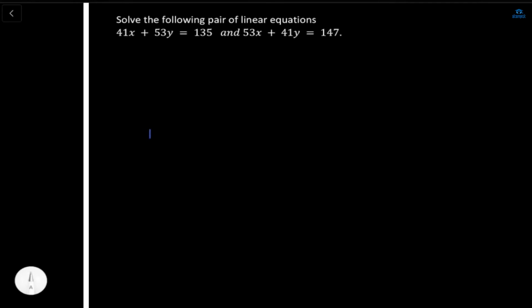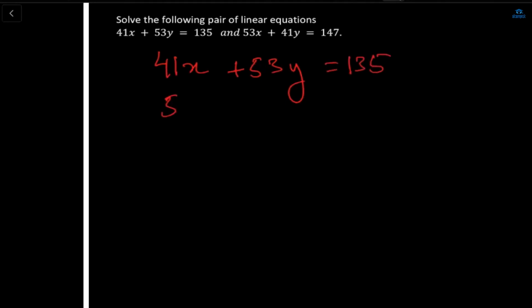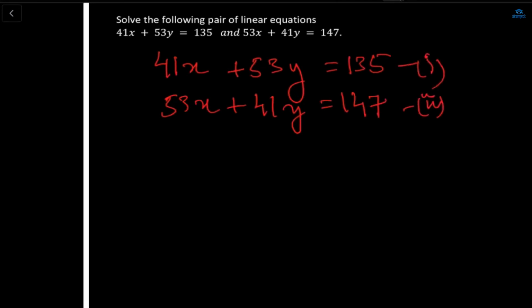What different way will we be using? If you multiply to make the coefficients the same, first I will write the equation. It is 41x plus 53y is equal to 135, and 53x plus 41y is equal to 147. This is equation 1 and this is equation 2. If you multiply the first one by 53 and the second one by 41, it is a very big number. What we can see is 41x and 41y, and 53x and 53y, so the numbers are in interchanged form. So the simple way is to add both the equations.